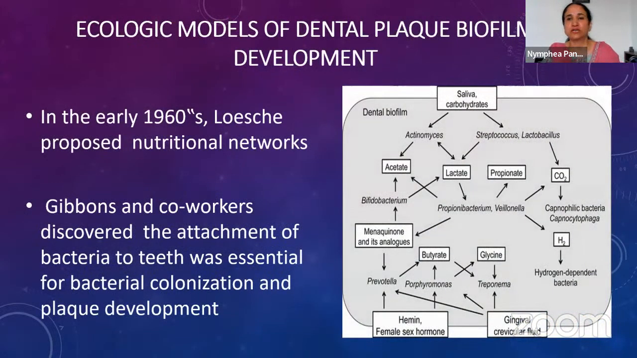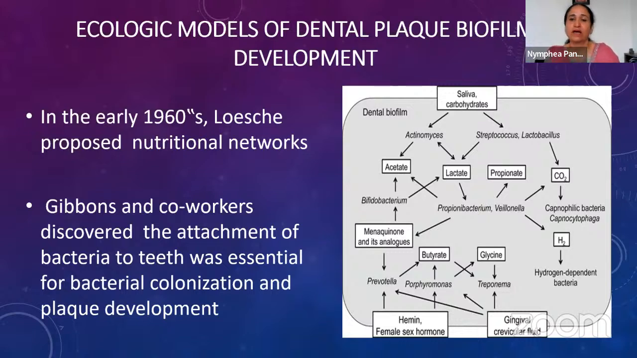Then came the ecological model. Now the researchers were not only looking at what is happening in the disease process, they were also studying the bacteria at a metabolic level, and they related some mechanisms showing that some of the products from the primary colonizers were actually used as growth factors by the secondary colonizers.